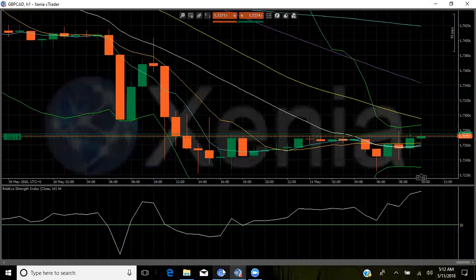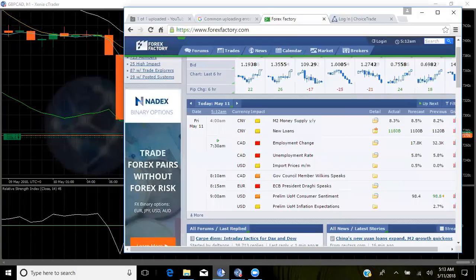I don't know what to expect, but I would expect that Canada may have some, it could be good news and we still go up. So they're saying the previous was 5.8%. The forecast is 5.8. The previous was 32,000, and the forecast is only 17.8 thousand. So their unemployment rate is expected to stay pretty steady, but their employment change is expected to be lower. I'm thinking that's what they're saying.